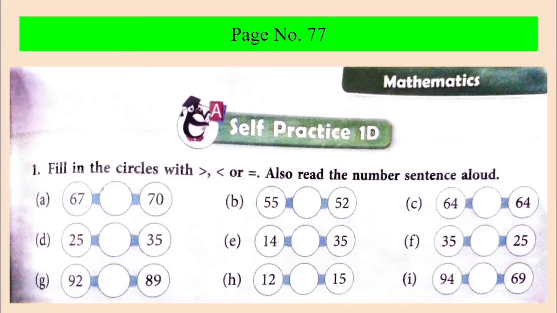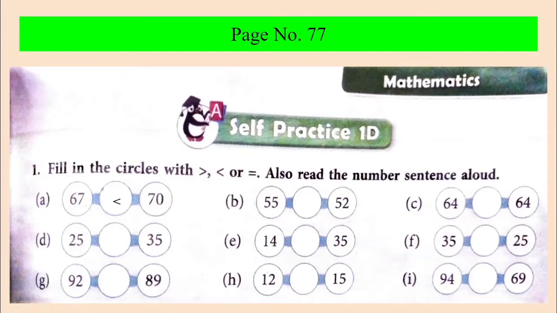In the A part, we have two numbers, 67 and 70. So now we will compare the digits of the numbers from the left side. So we have 6 in 67 and 7 in 70. We know that 6 is less than 7. So we will put a less than symbol here. Therefore 67 is less than 70. Okay, since 6 is less than 7 in tens place, we will write 67 is also less than 70.